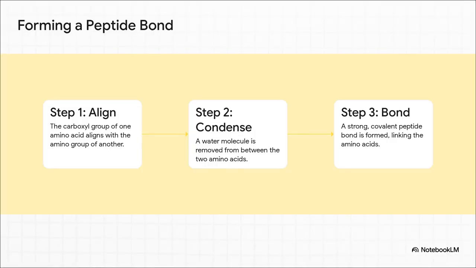It all happens through this beautiful, simple reaction. You take the carboxyl end of one amino acid and line it up with the amino end of another. Then, you squeeze out one molecule of water. And, click, they snap together, forming a super strong connection called a peptide bond. And you just do that over and over again. Click, click, click, building a long chain.